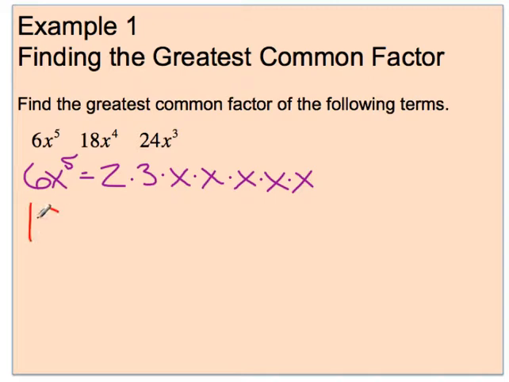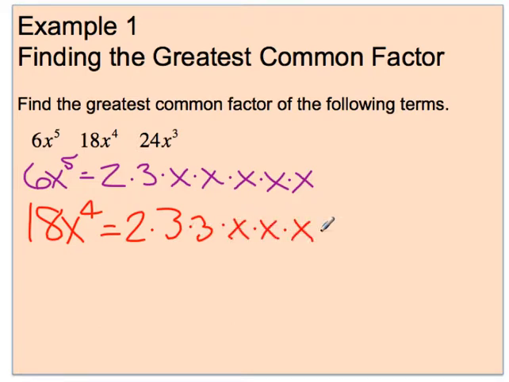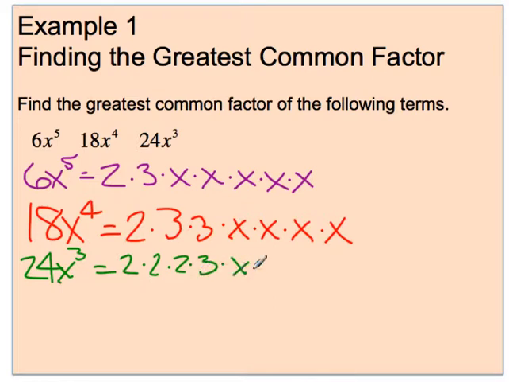So 18x to the fourth. We can write 18 as 2 times 9, and 9 we want to write as 3 times 3. And we have 4 x's, so I'm going to write times x times x times x times x. 24x to the third. I want to write 24 as 2 times 12. 12 can be written as 2 times 6. And 6 can be written as 2 times 3. And then we want to have the 3 x's.